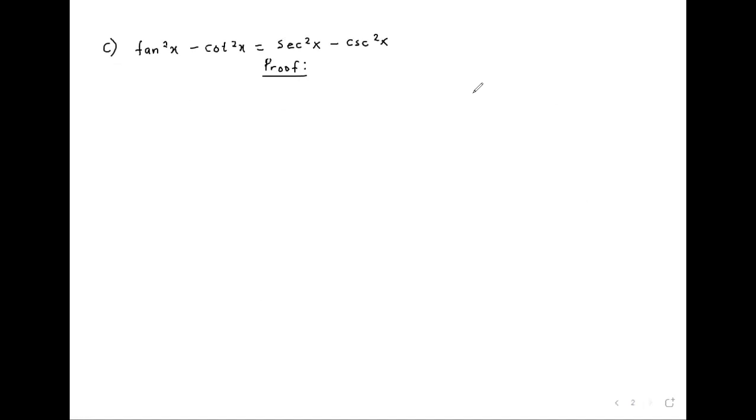So tan squared minus cot squared is equal to sec squared minus cosec squared. Sec squared is 1 over cos squared. Cosec squared is 1 over sine squared. So let's start from the left-hand side. Tan squared is the same as sine squared x over cos squared x. Cot squared is the same as cos squared x over sine squared x.